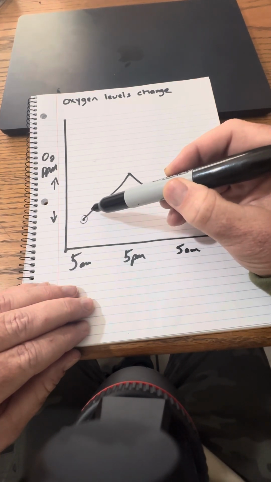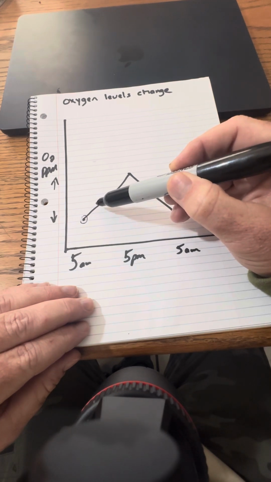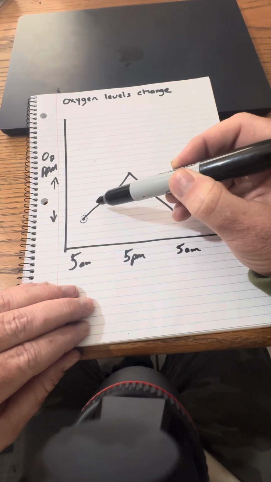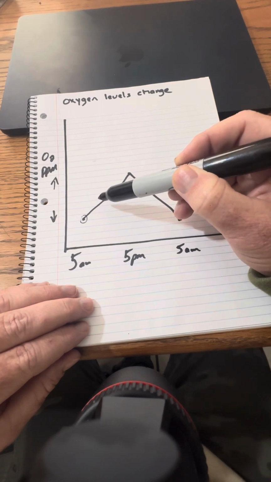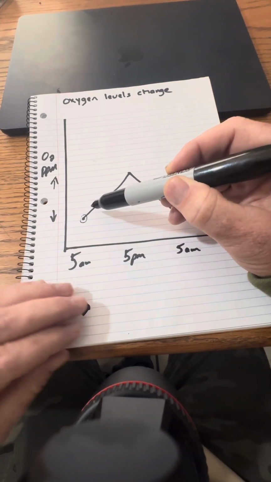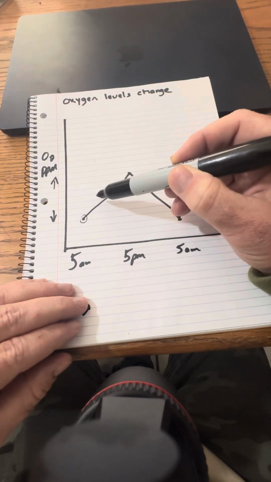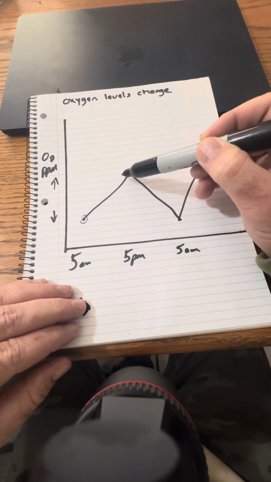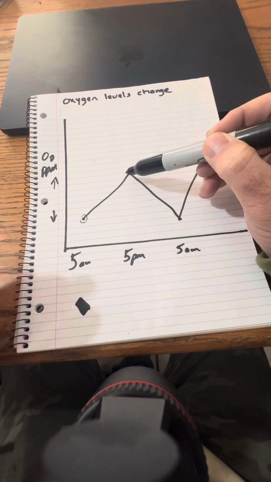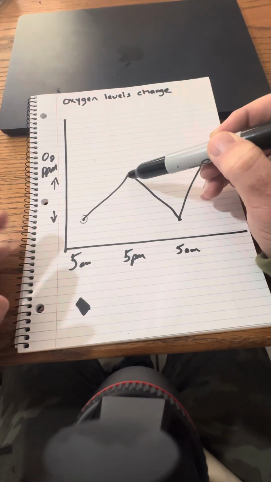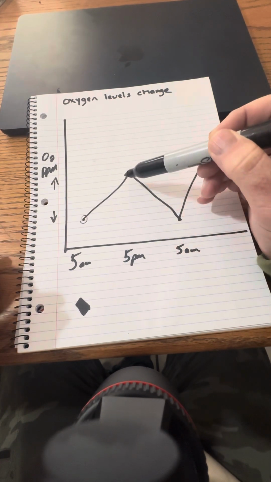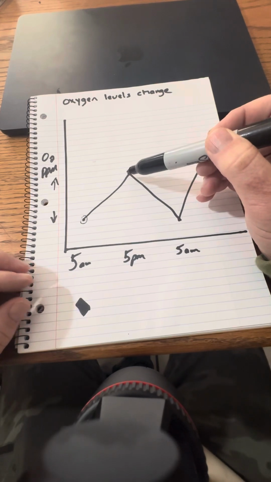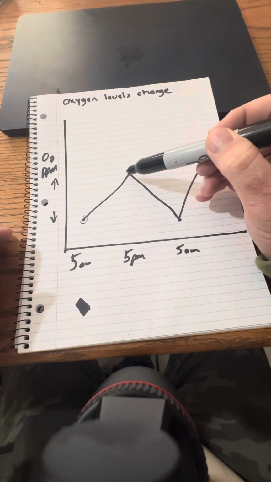As the sun comes up and sunlight hits the water, the plankton uses that sunlight in photosynthesis and creates oxygen. So as the sun comes up, oxygen levels begin to increase, and it increases all day long until, sometime late in the afternoon, we'll just hypothetically say 5 p.m. When it's been up the longest.